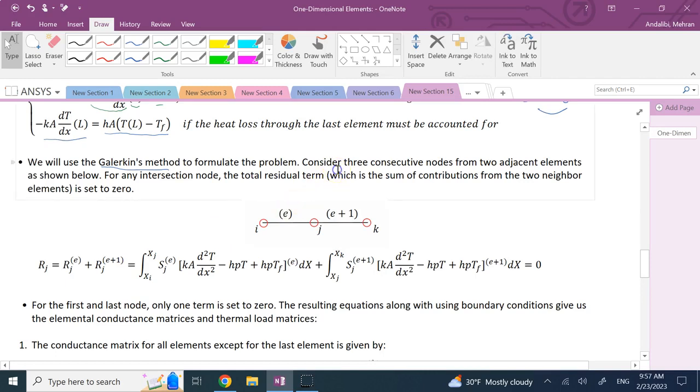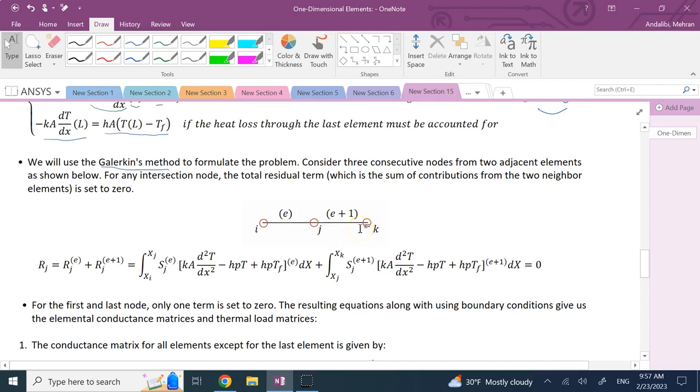In that textbook, the derivation all the way to the very end, manipulating the second-order terms into first-order terms and using chain rules and everything, is shown. My goal here is not to go through all of that math, but I'll tell you the essence of it. So here, let's say I have two adjacent elements, E and E plus 1, and they have three nodes, I, J, and K. As I said, they are linear elements.